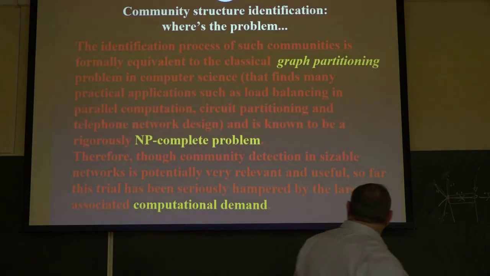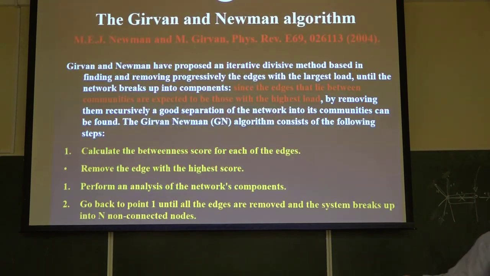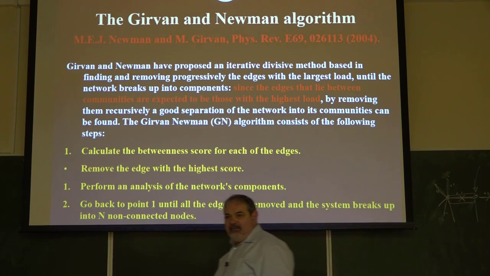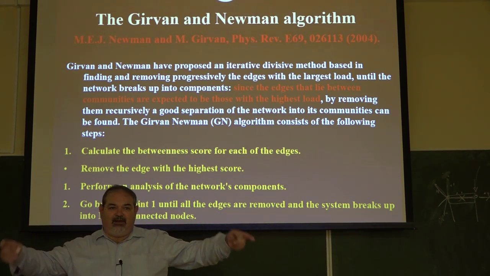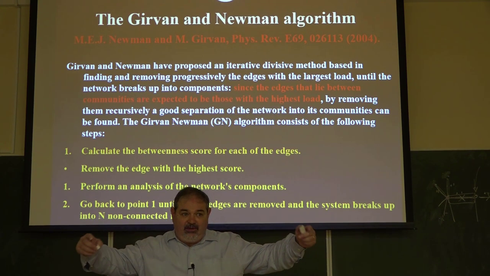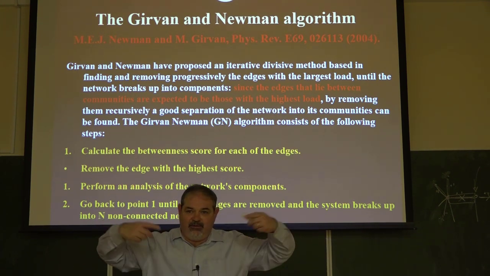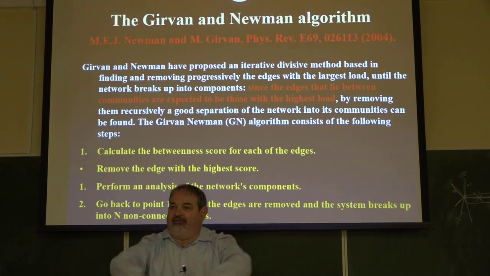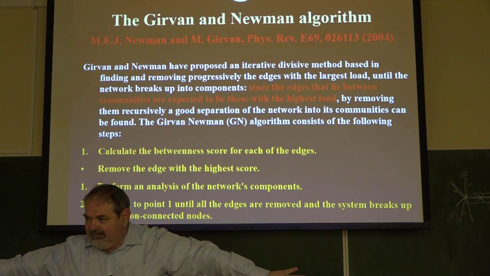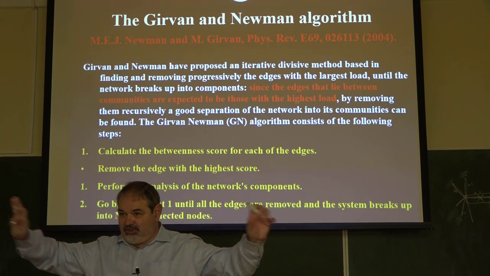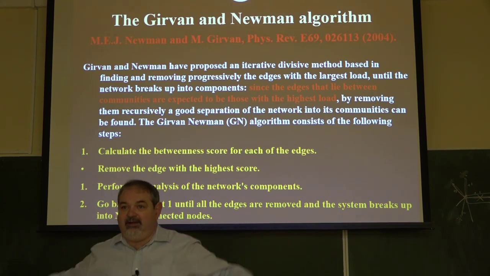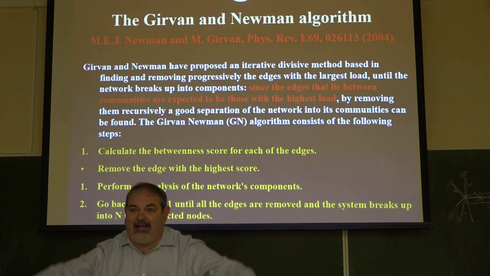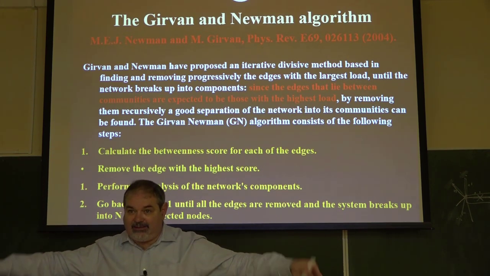So the algorithm is, I first take a network, I calculate the betweenness, I remove the edge with the highest betweenness. And then I look if I am still connected or not. If I'm still connected, I recalculate betweenness, remove the edge. The moment in which I disconnected, I found the first cutting. Then on each one of these two pieces of the network, I repeat the same and I find the second cutting, the third cutting, the fourth cutting.